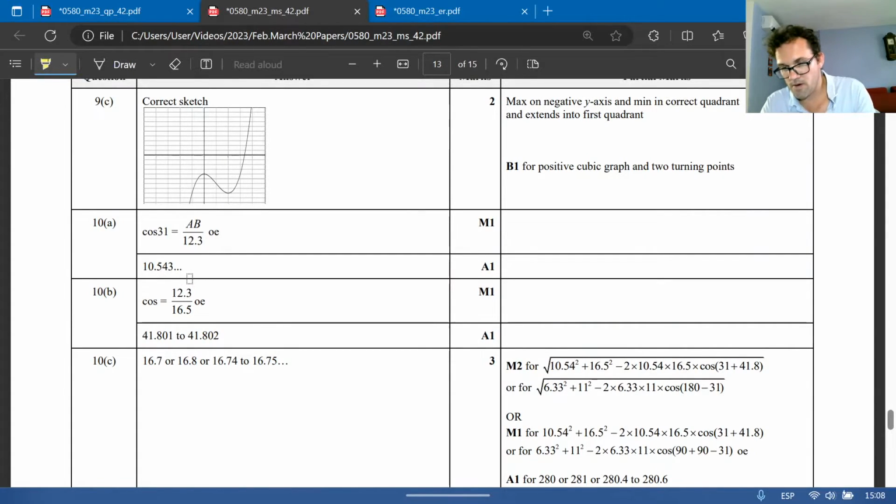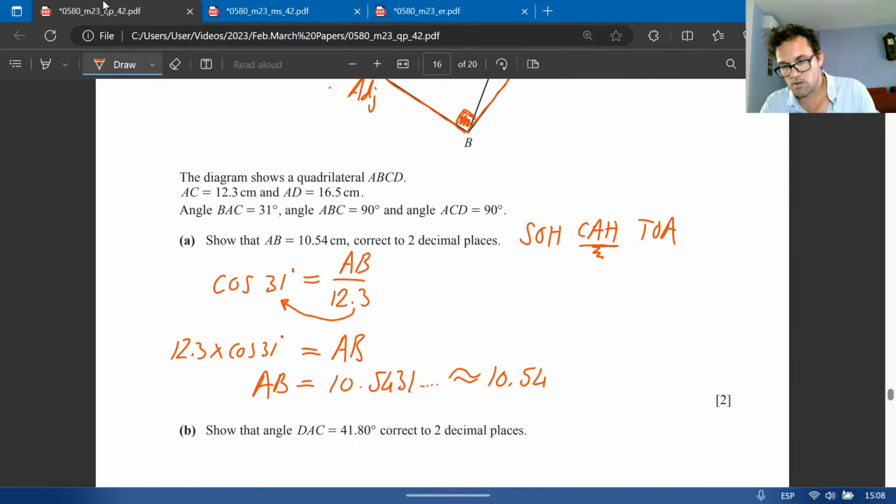See? Very important. You write down your trig ratio, that's 1 mark, and then the unrounded answer gets you the 2nd mark. So it's important, yeah? It's really important. You write down the trig ratio, and this is the one you get the mark for, and then you round it. Sweet.